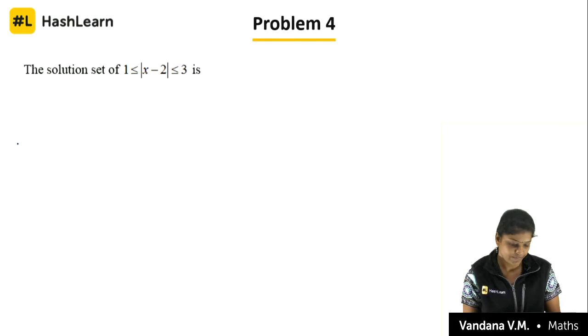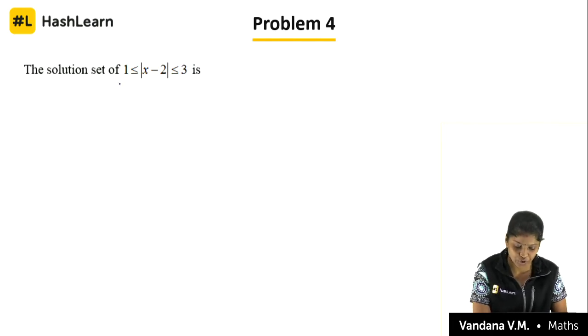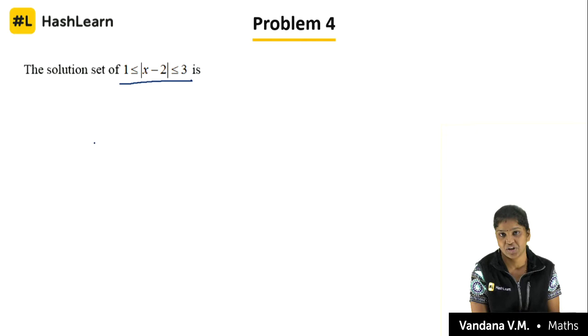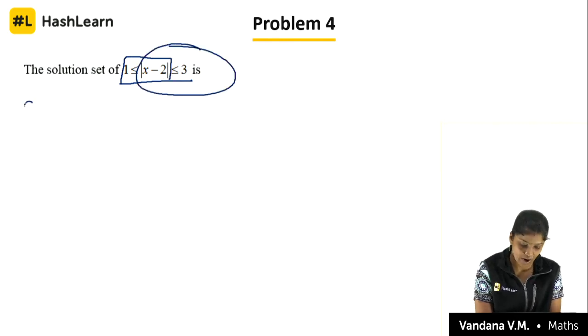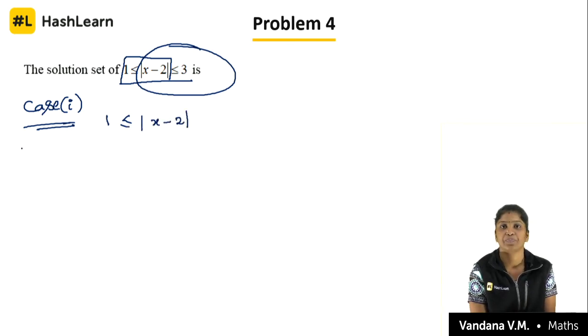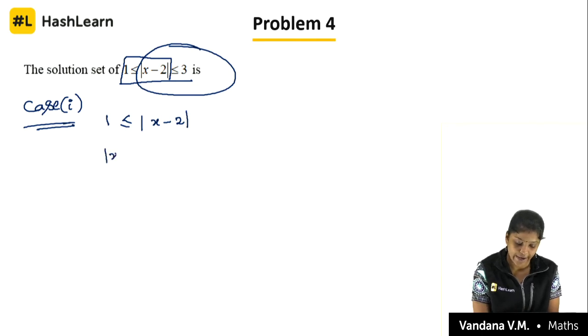Now, the next question, very easy, I told you. Usually they will ask these kinds of questions only to write the solution set, with modulus and logarithmic functions. Clear? Yes. So, this is your first case, this is your second case. Case 1: 1 is less than or equal to mod x minus 2. I told you already, x minus 2 is greater than or equal to 1.